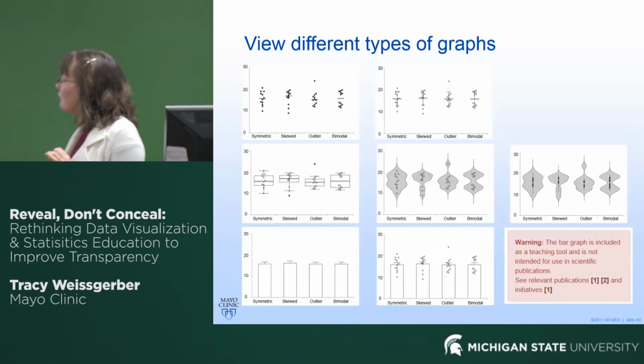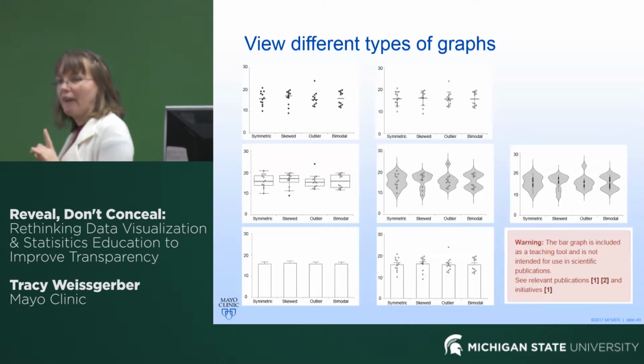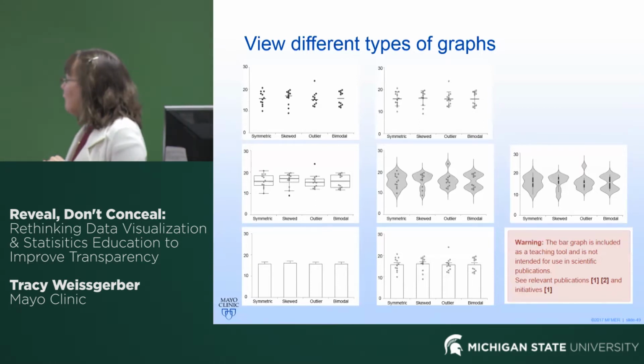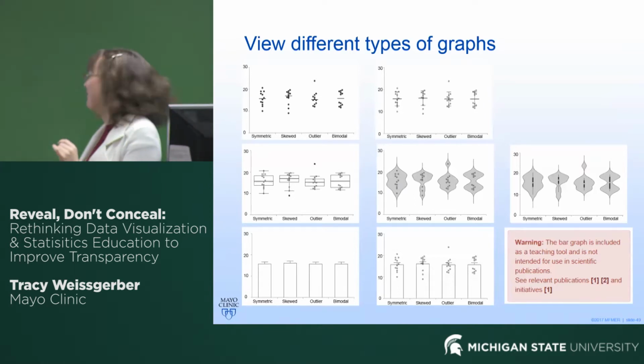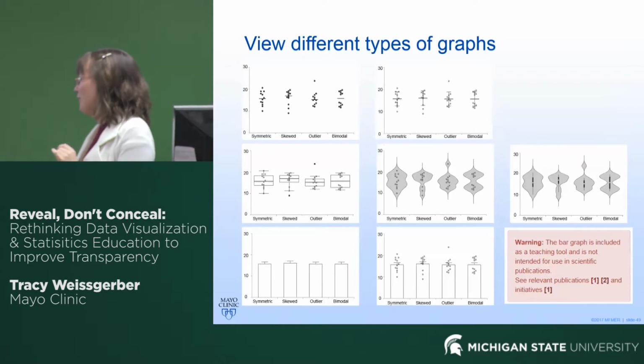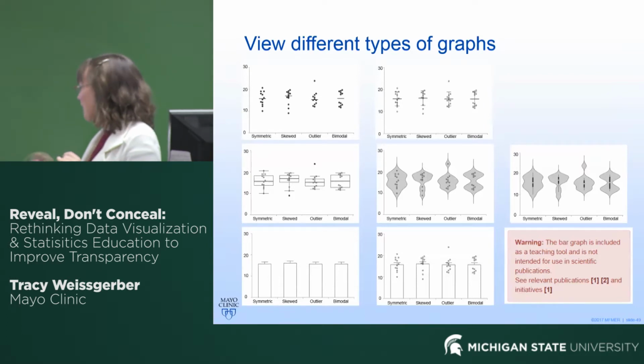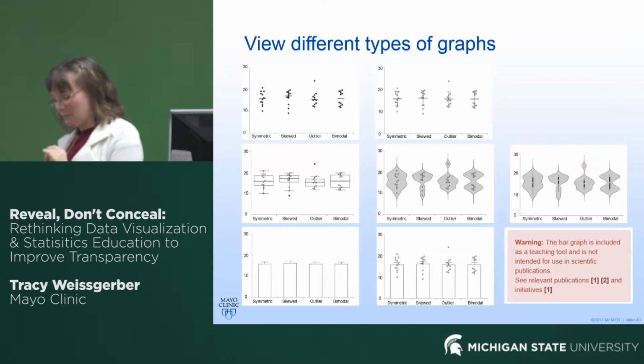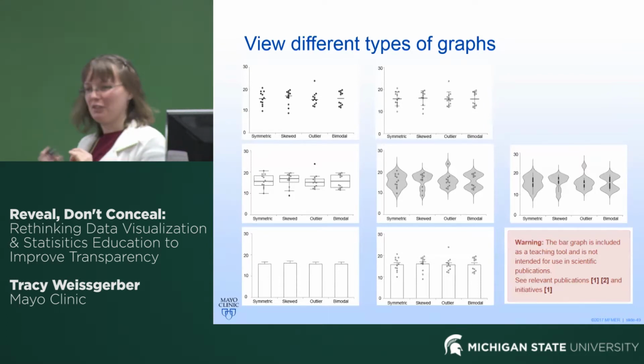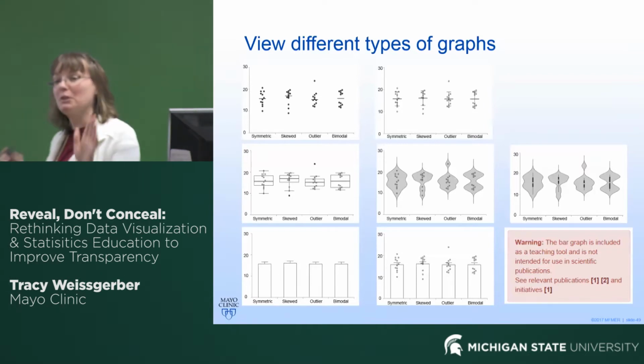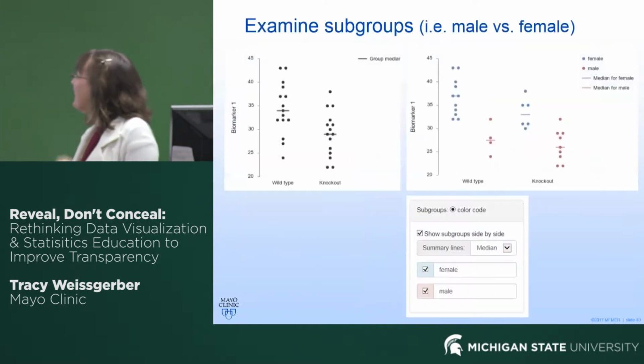And we will actually even allow you to make bar graphs. But if you make a bar graph without data points, you'll get a message that will say, the bar graph is included as a teaching tool and is not intended for use in scientific publications. See relevant publications and initiatives. And those numbers will take you to links that will explain why it's a terrible idea for you to use a bar graph for your paper. You can do it if you want to.